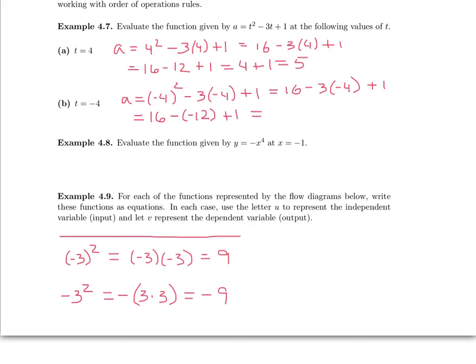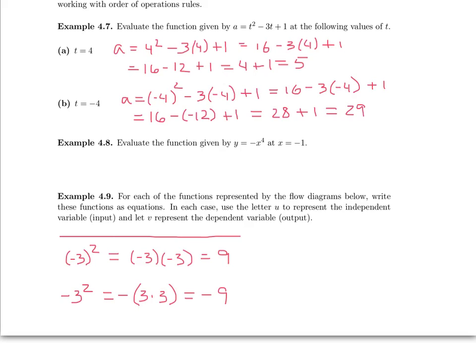Next, we perform additions and subtractions left to right. Starting on the left, we have 16 minus a negative 12. That's the same as 16 plus 12, which is 28. And then we add 1. When we add 1, we arrive at 29. So when we evaluate this function at negative 4, we arrive at an output of 29.